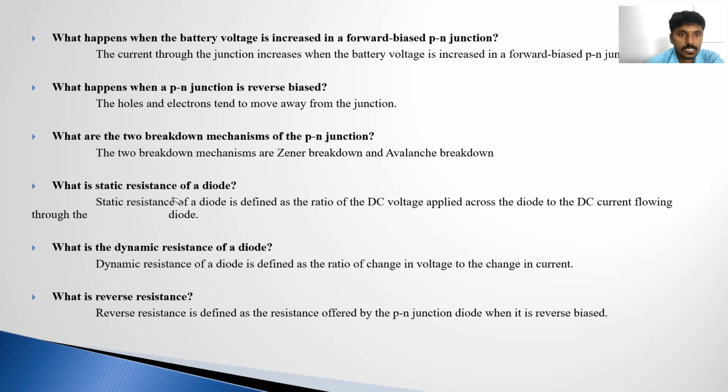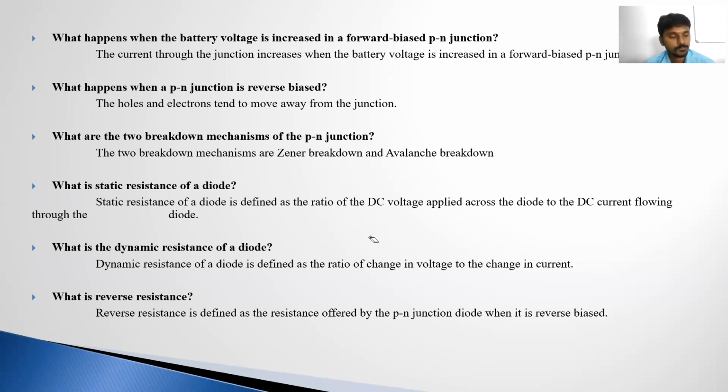What is the static resistance of a diode? Static resistance can be found out as R is equal to V by I. Clear? So it is the ratio of the DC voltage applied across the diode to the DC current flowing through the diode. R is equal to static resistance, R is equal to V by I.